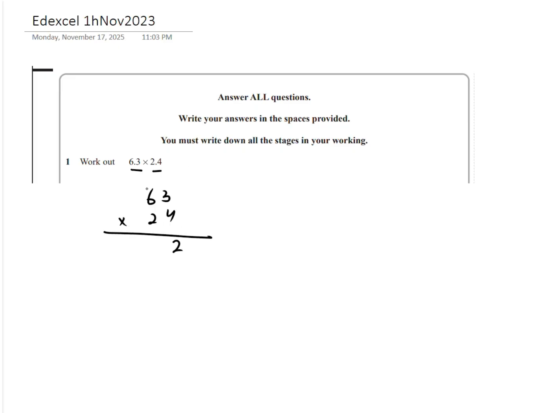4 times 3 is 12, 1 is carried, 4 times 6 is 24, adding 1 is 25. Placeholder, 2 times 3 is 6, 2 times 6 is 12, 2 and 1 here. Now add them and you're going to get 2, 5, 6 is 11, 1 is carried again, 2, 3, 4, 5, and 1. Now you get this answer, 1512.